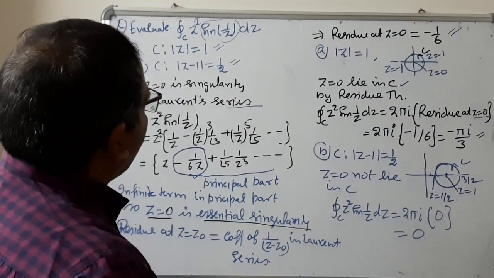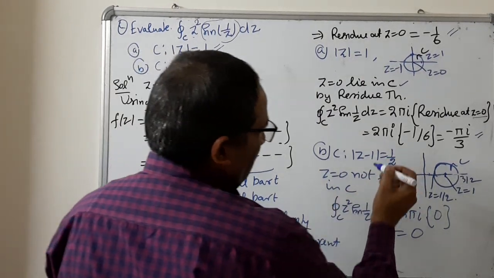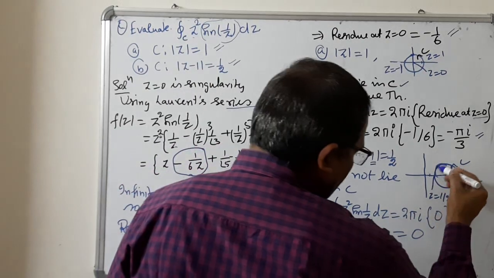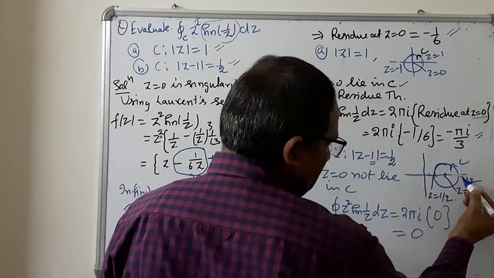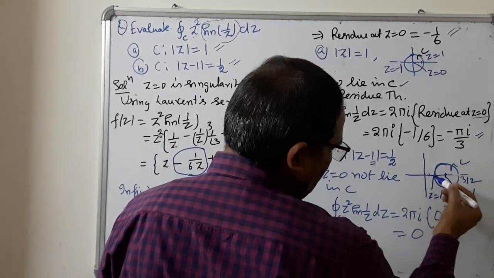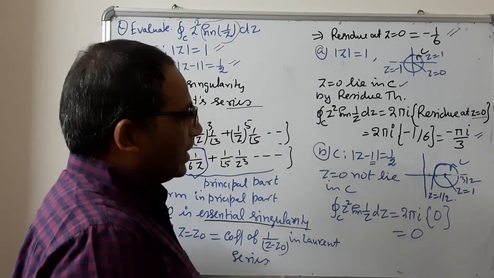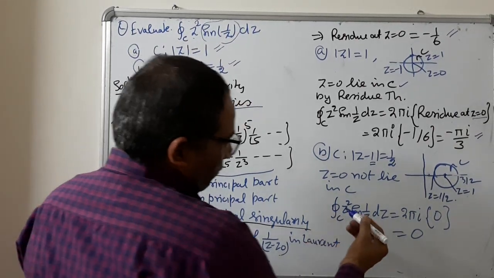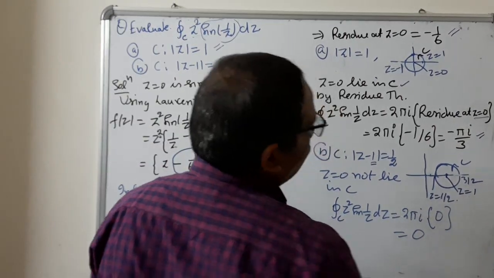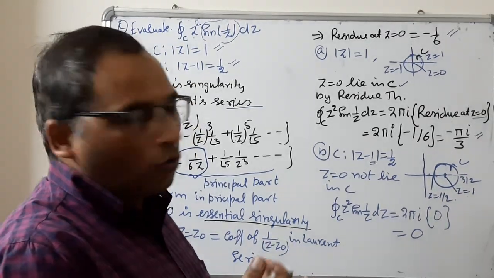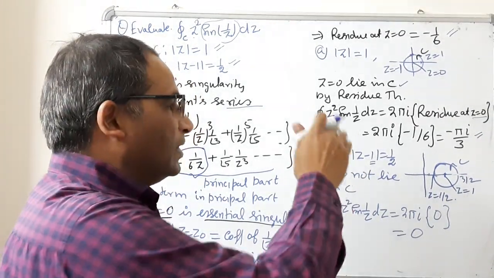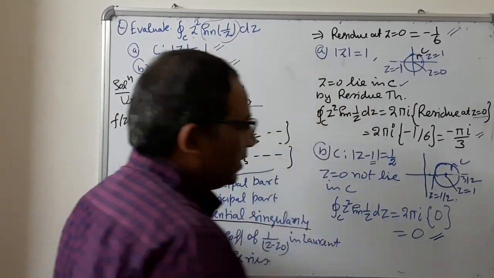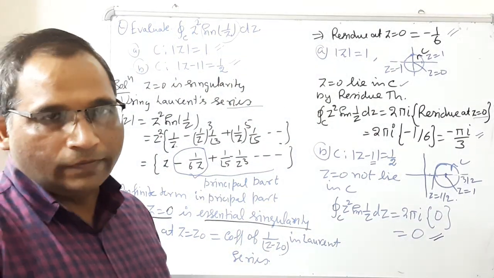Now we come to the second part, modulus of z minus 1 equal to 1 by 2. That means the center is 1 and the radius is 1 by 2. We draw the circle, z equal to 1 is the center, the end point is 3 by 2, the starting point is 1 by 2. So we can see that z equal to 0 does not lie in this given circle C. The value of this integration is 2πi times the residues of the singularities, but there is no singularity in this circle, so the value of this integration will be equal to 0.